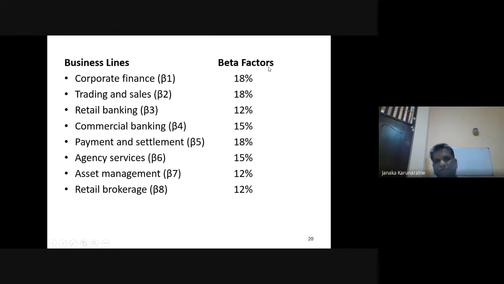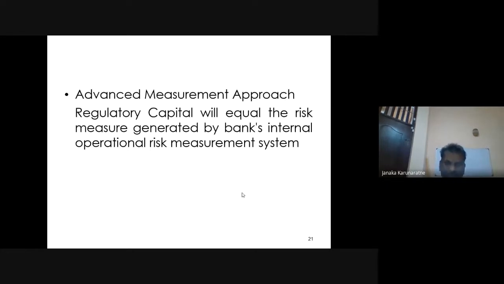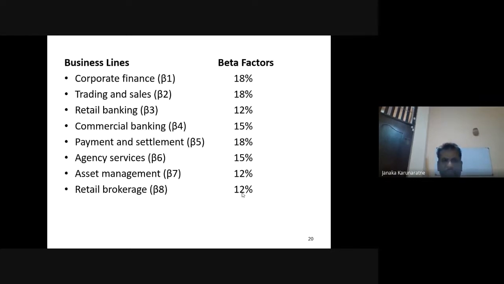Right? So if you look at corporate finance, they have given a higher factor. That means they need higher capital. If you look at retail banking, they have given a lower factor. That means you need only less capital. So whenever the beta factor is higher, for those business lines you need to maintain higher capital. For the lower beta factors, you need to maintain only a lower level of capital, right? So this is the standardized approach.